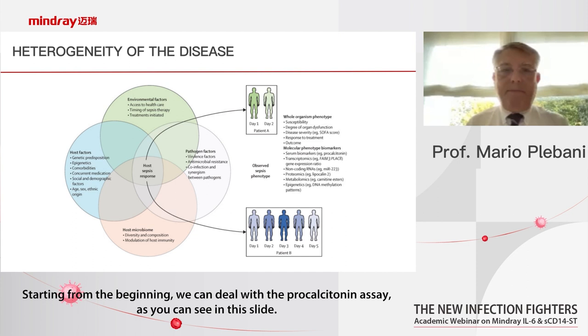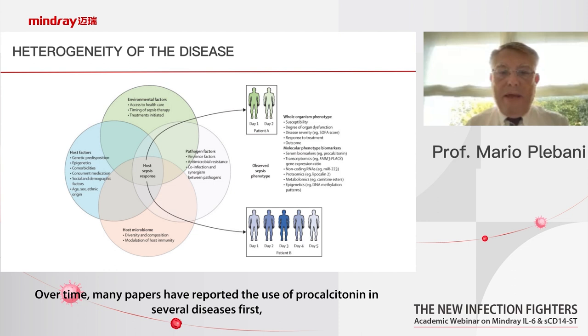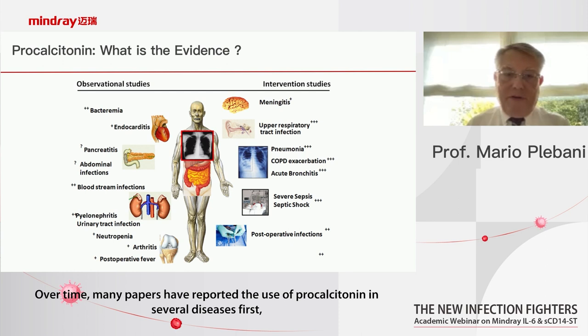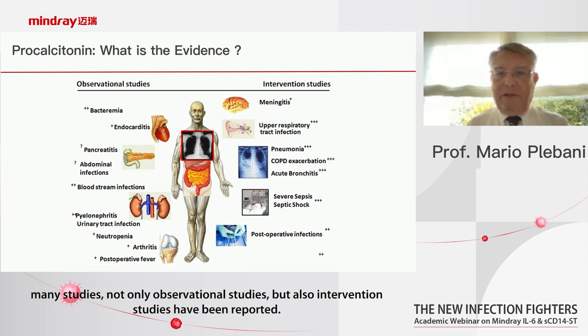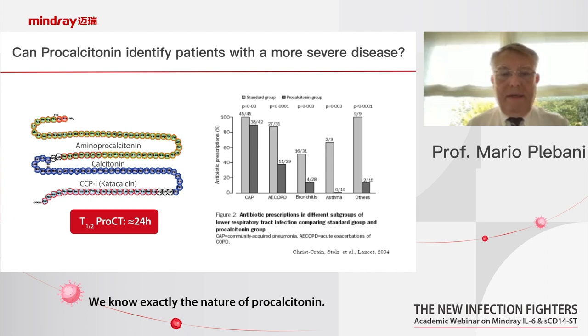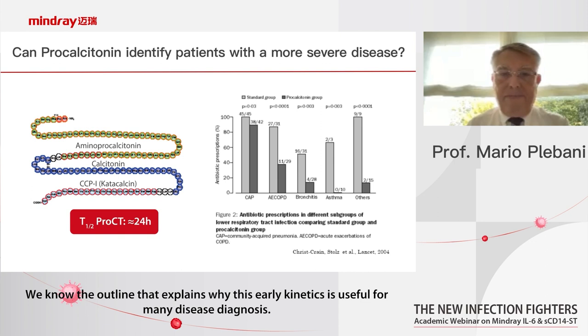Starting from the beginning, we can deal with the procalcitonin assay. As you can see in this slide, over time many papers have reported the use of procalcitonin in several diseases: first of all bacteremia, endocarditis, sepsis, of course, and many not only observational studies, but also interventional studies. And we know exactly the nature of procalcitonin. We know the half-life, which explains why this early kinetics is useful for many disease diagnoses.